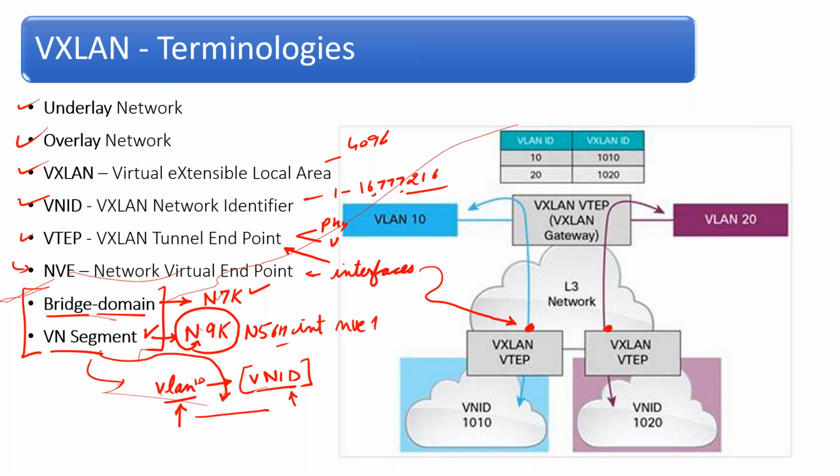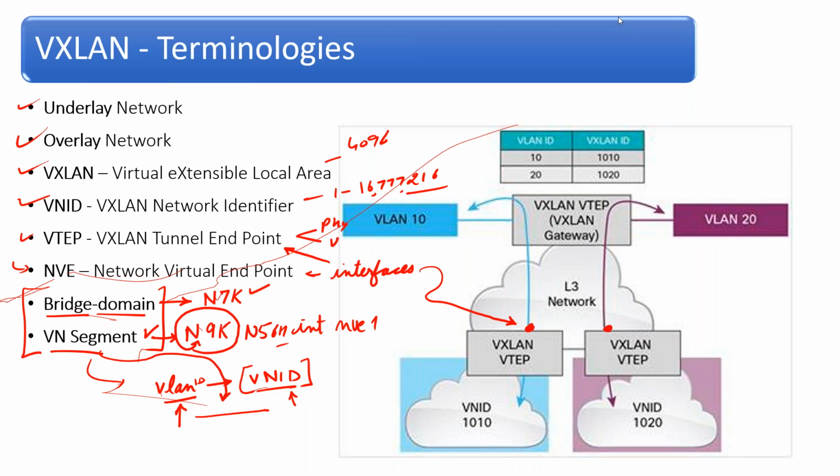So bridge domain will work only on Nexus 7K devices, and VN segment will work on Nexus 9K. From a configuration point of view and a conceptual point of view, they are the same.